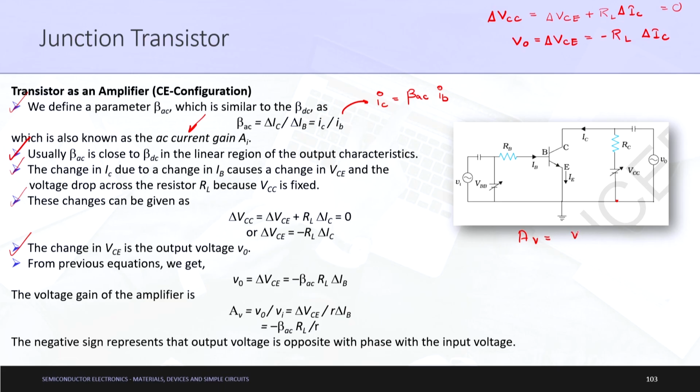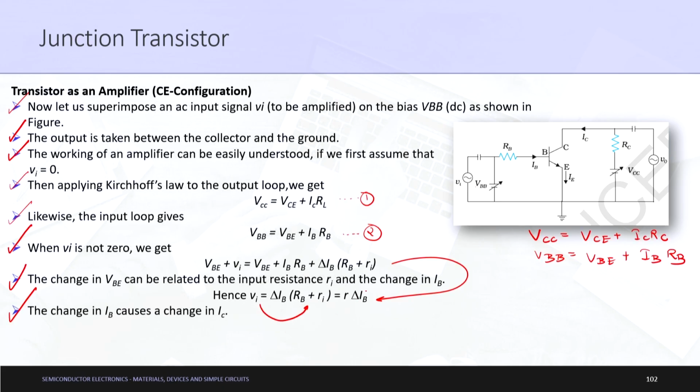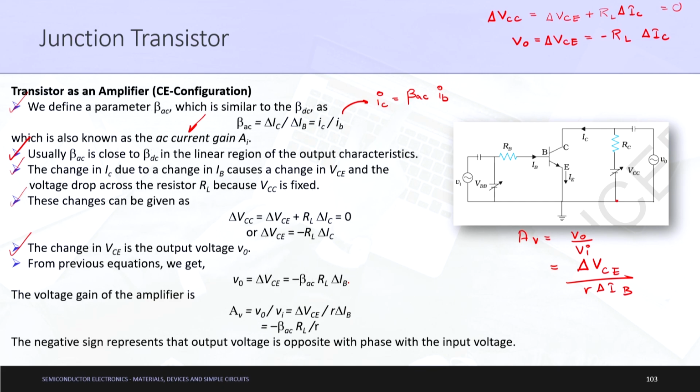Voltage gain is nothing but equal to V naught by V I. What is V naught here? V naught is nothing but equal to delta V C E upon ... this will be nothing but equal to small r into delta I B. So, this was obtained in the previous case. As you can see, V I is nothing but r into delta I B, and therefore we can directly write it as equal to minus beta AC into R L by small r.